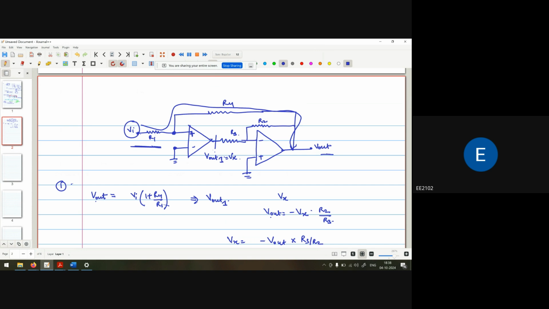If I calculate the V out with respect to the input voltage Vi, so my Vi is this one. My V out is nothing but Vi into 1 plus feedback resistance upon input resistance, so 1 plus R4 upon R1. Okay, so we are getting the V out.